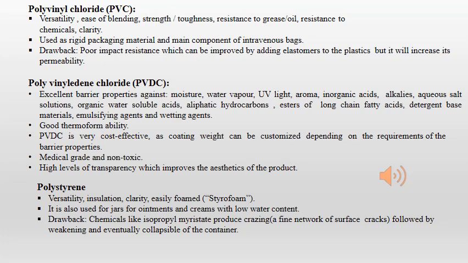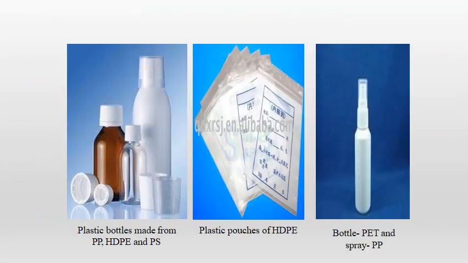Polystyrene is not very frequently used in pharmaceutical packaging due to high permeability to water vapor and oxygen. It is used as low-cost pack for ointments, creams, powders, and other non-sterile and low water containing medicaments. Polyvinylidene chloride, on the other hand, has excellent barrier properties against moisture, water vapor, UV light, aroma, alkalis, etc. It is non-toxic. It also has high levels of transparency, which improves the aesthetics of the product.